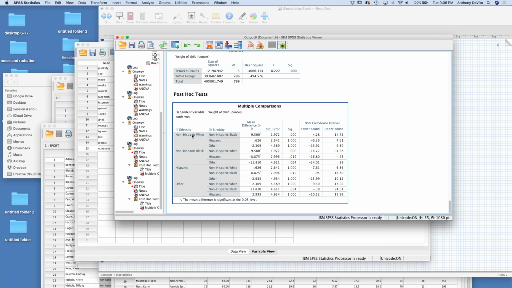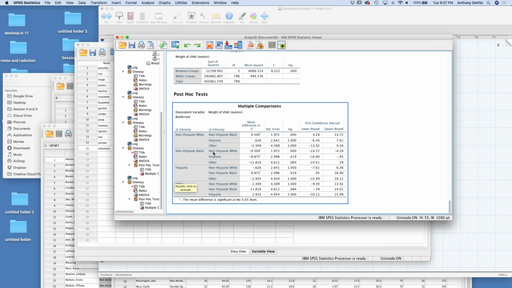The mean birth weight for whites versus Hispanic, well, that's not less than 0.05, so I can't reject that null hypothesis. I haven't proven that they're different. How about whites versus other? Whites versus other, I haven't proved either. That's not less than 0.05.